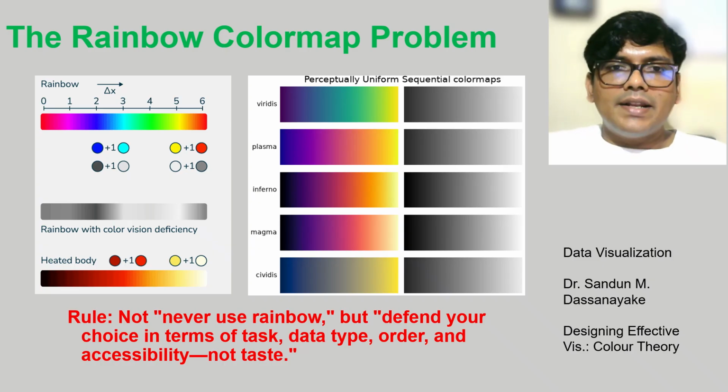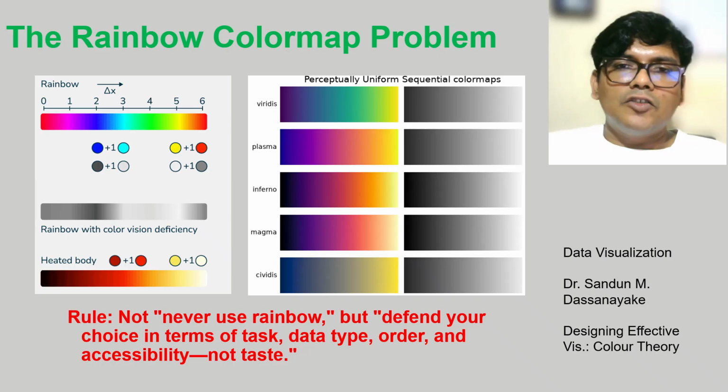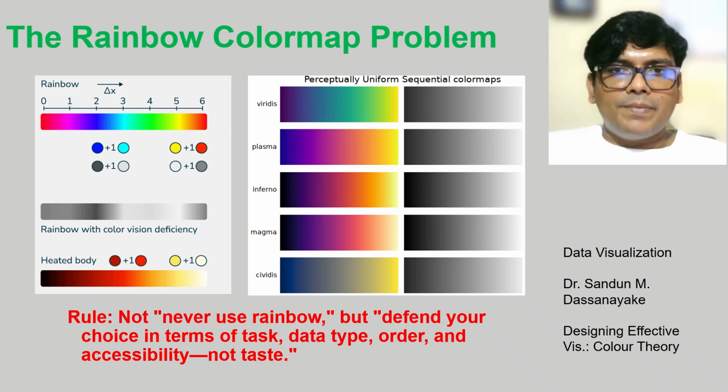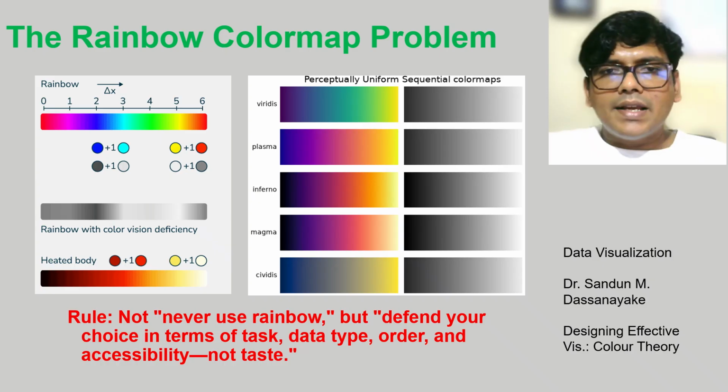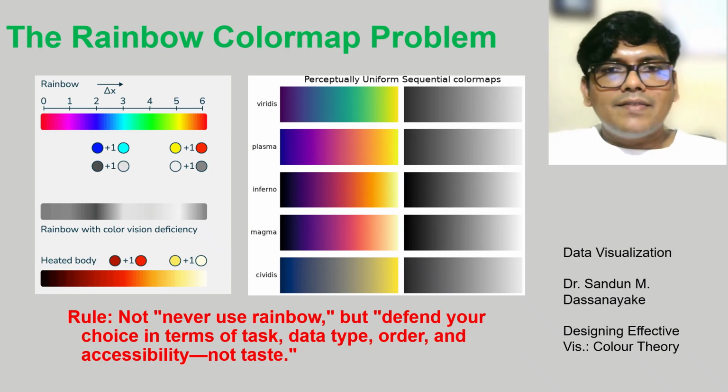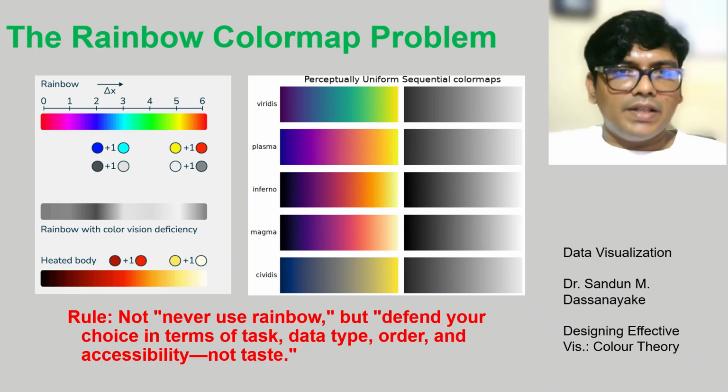Rainbow colors don't get lighter or darker in a smooth, consistent way as you move across the scale. Instead, the brightness jumps up and down, and your brain interprets those jumps as real boundaries of features in the data, even when there aren't any. Yellow and cyan tend to pop more than they should, while other transitions get visually squished. The result is that people see patterns that aren't actually there.